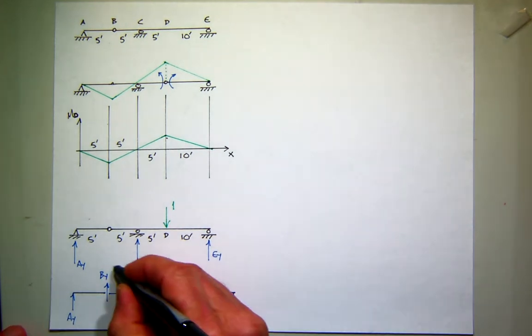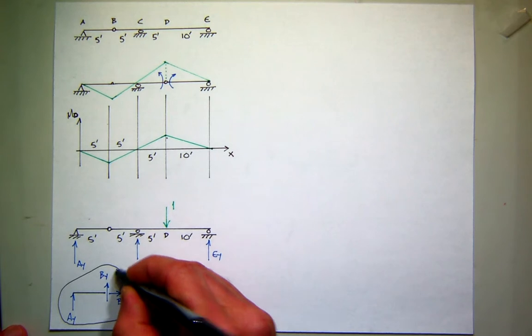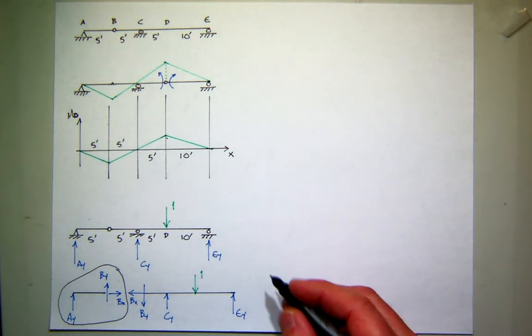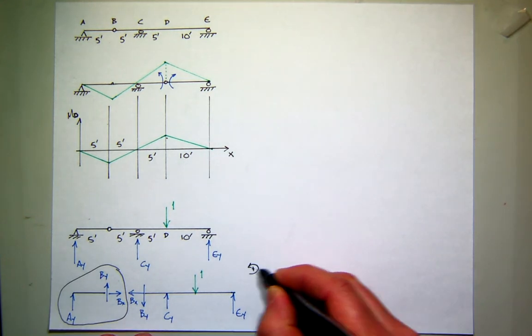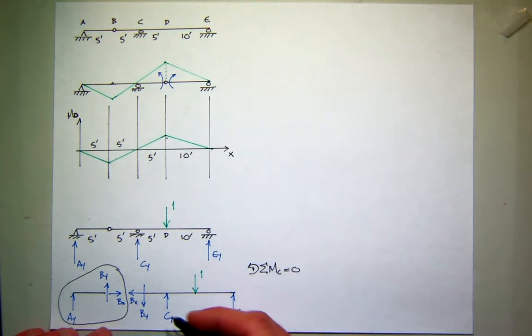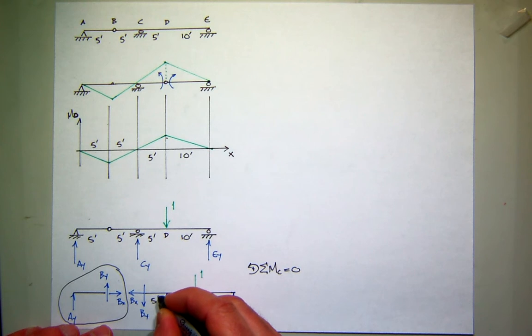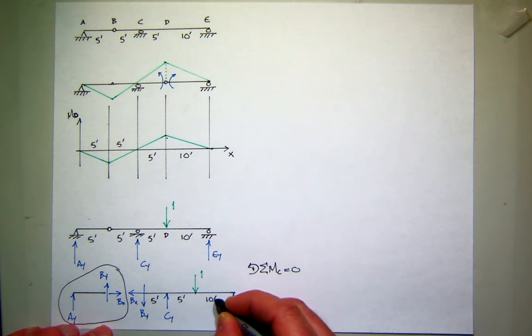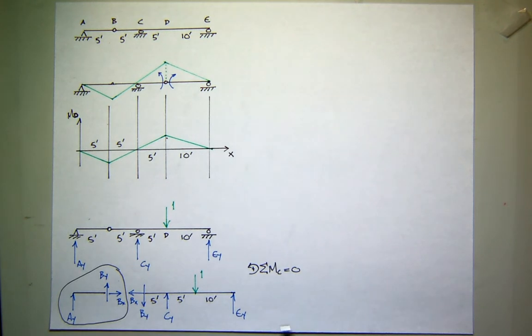So what's this side look like? What are all the forces here? 0. There's no load there. So BX and BY are 0. And once you know that, how can I find EY with one equation? Sum the moments at C. Let me go ahead and write the dimensions here: 5, 5, and 10.